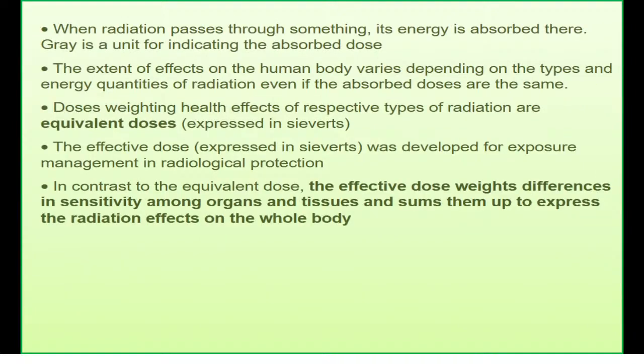When radiation passes through something, its energy is absorbed there, and we can speak about the energy that is absorbed by the unit of mass of the material. And this becomes a measure of the radiation. It is the absorbed dose.